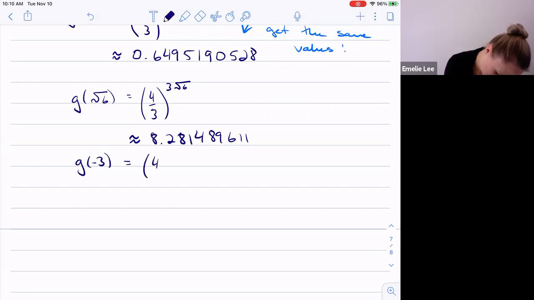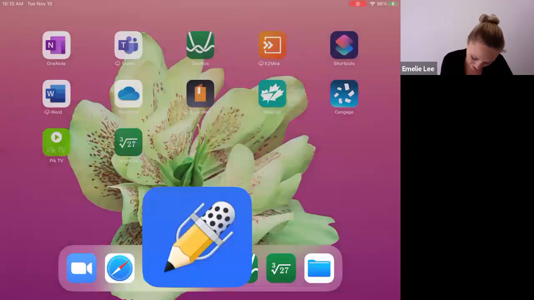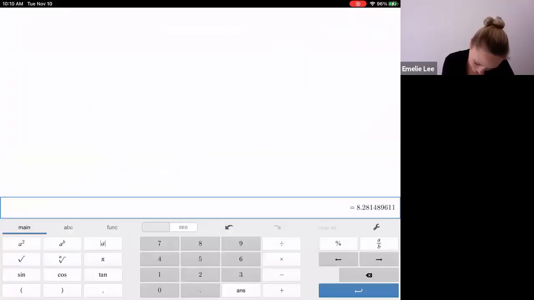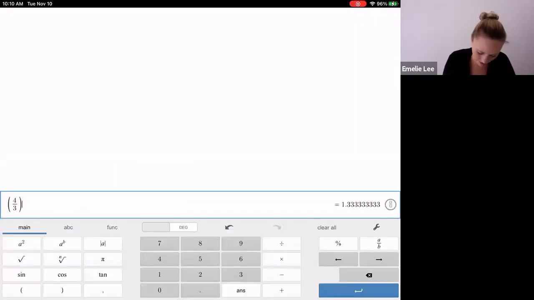G of -3 is 4/3 to the power of 3 times -3. I'll do it on here. Clear all. Bracket 4 divided by 3, step out, end bracket, to the power of 3 times -3. Oh, that's wrong. I want 3 times -3 in the power, which I mean, you could do 3 times -3 end bracket. Or you could just do -9 right away, if you're feeling confident.